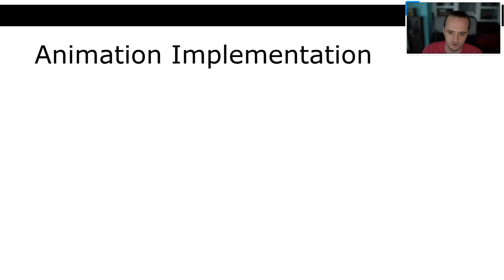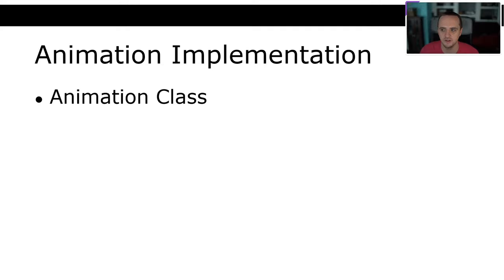So now that we know the math behind computing what we want to draw for our animations, how are we going to actually implement that for our game engine? Now again, there's a million different ways that this could be implemented, but we're just going to do it in this specific way that I think makes it quite easy to understand.